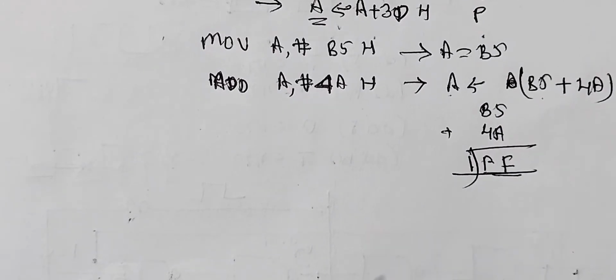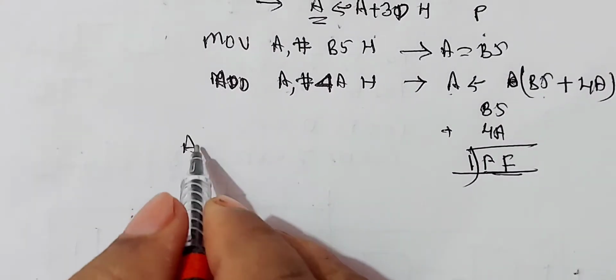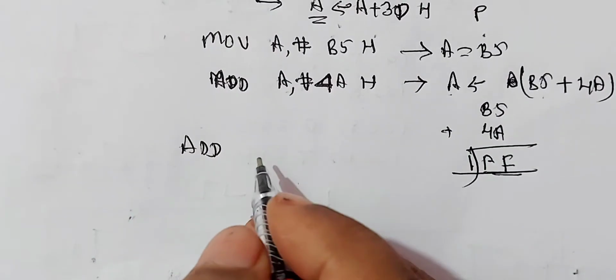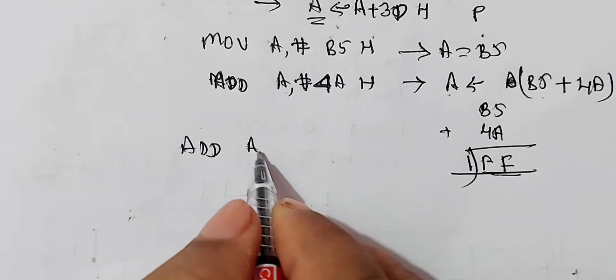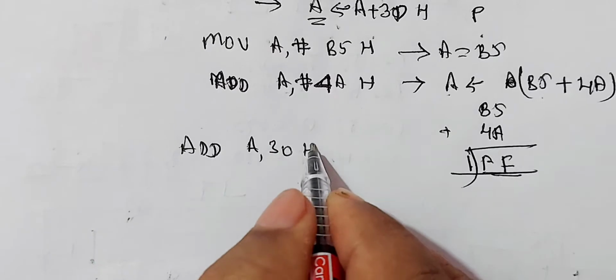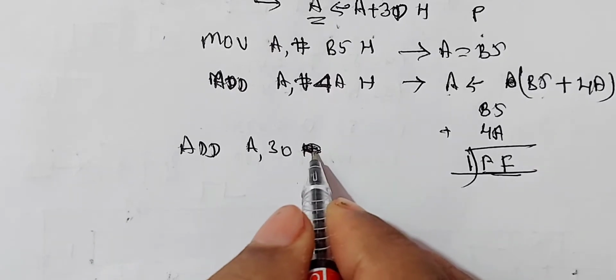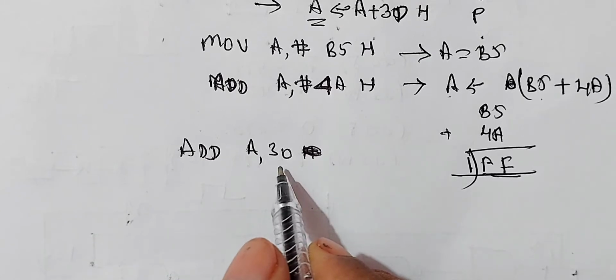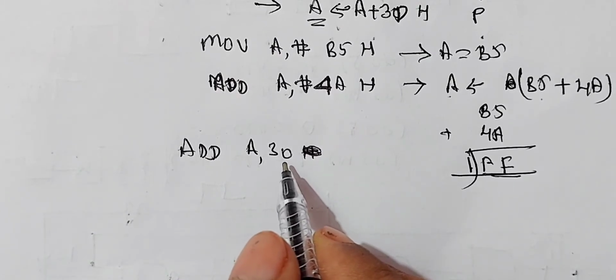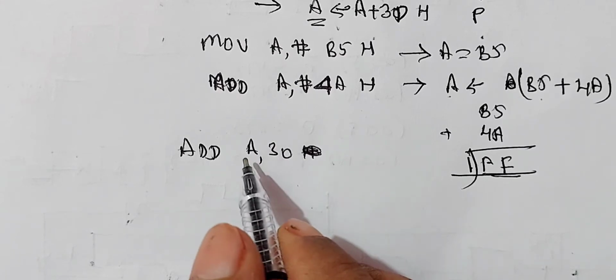Similarly, you can have ADD instructions for any other addressing mode. ADD A comma 30H. No, I am not writing 30H, only 30, not H. So 30 represents the RAM location. Any data present in RAM location 30 is added with the content present in A.